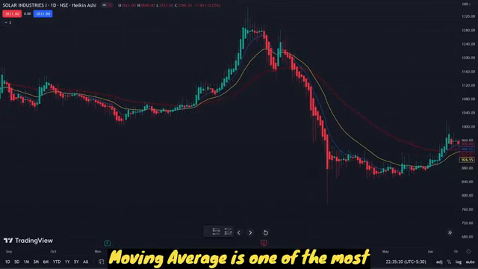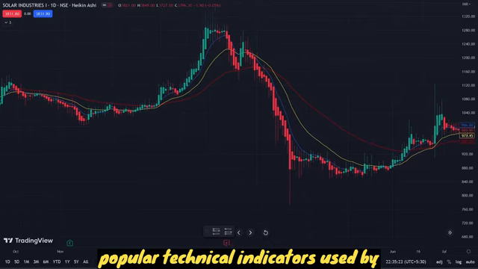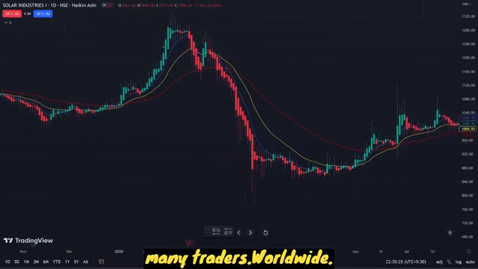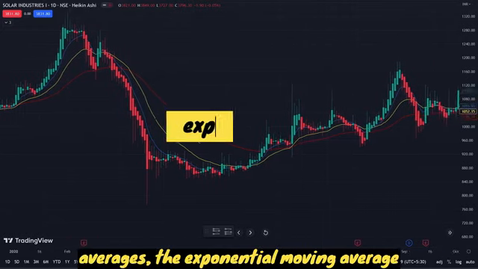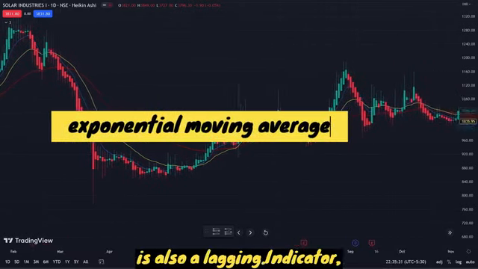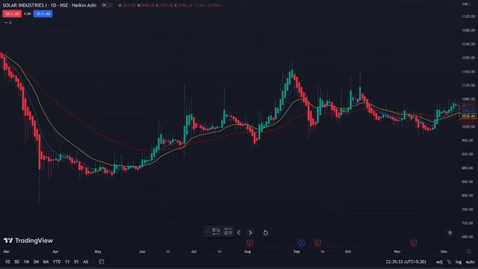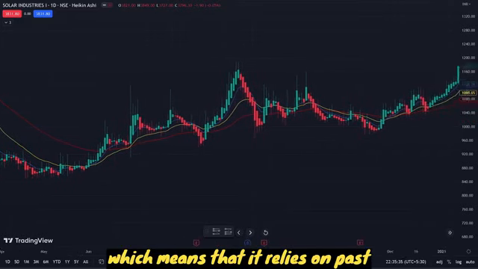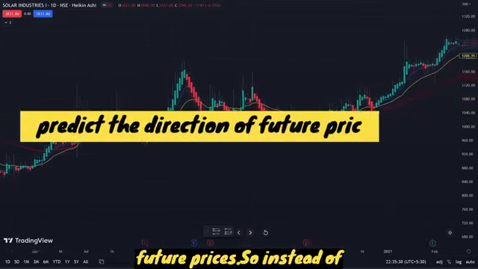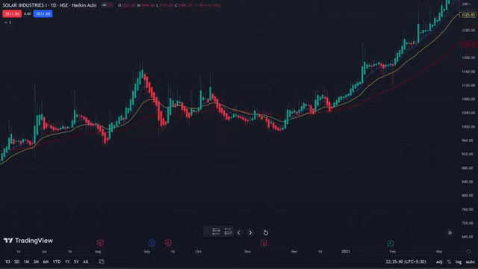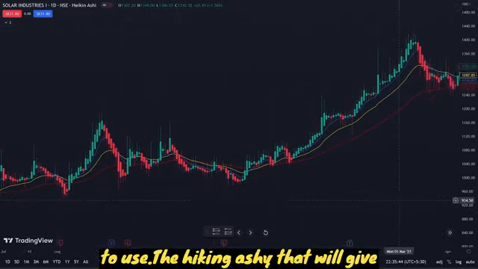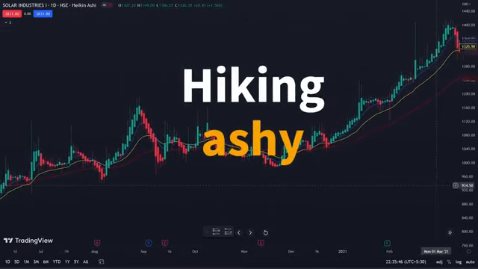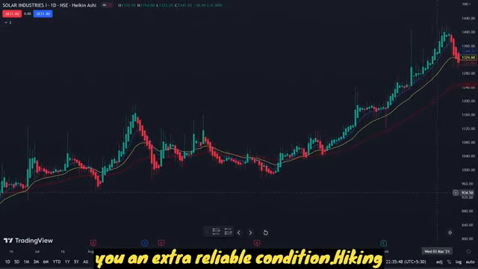Exponential moving average is one of the most popular technical indicators used by many traders worldwide. Just like any other type of moving average, the exponential moving average is also a lagging indicator, which means that it relies on past prices to predict the direction of future prices. So instead of buying and selling anywhere on the regular candlestick chart, we are going to use the Heikin Ashi, which will give you an extra reliable condition.